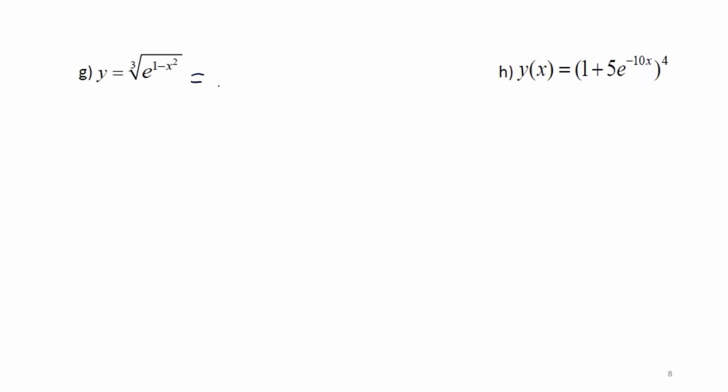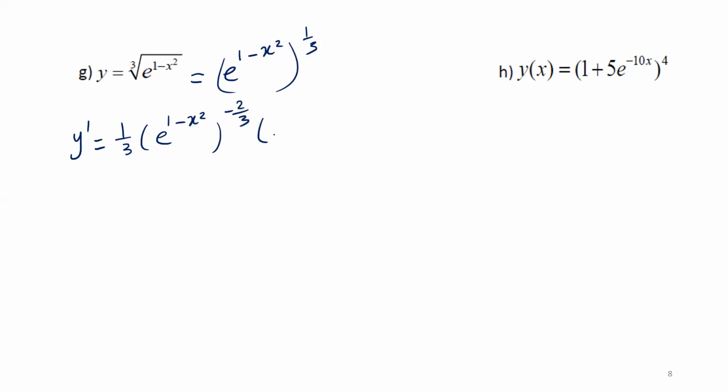Now this function needs to be written again: the cube root of e to the 1 minus x squared, that is, e to the 1 minus x squared all to the power 1/3. We can use the chain rule here. y prime now is 1/3 times the same function e to the 1 minus x squared to the power 1/3 minus 1, negative 2/3, times the derivative of the function itself, which is the same, e to the power 1 minus x squared, times the derivative of 1 minus x squared, which is negative 2x.